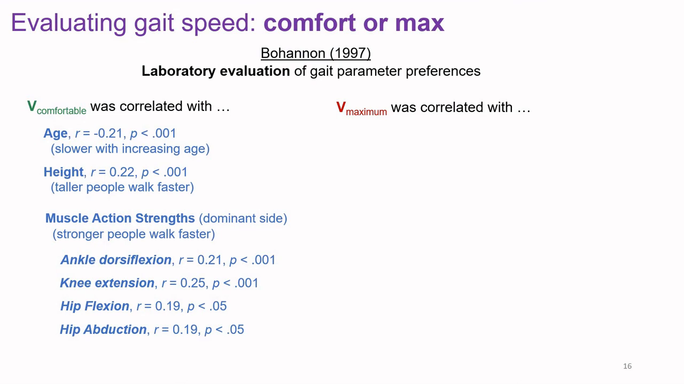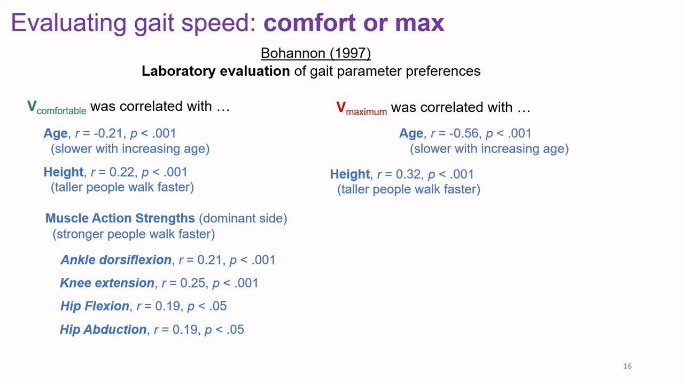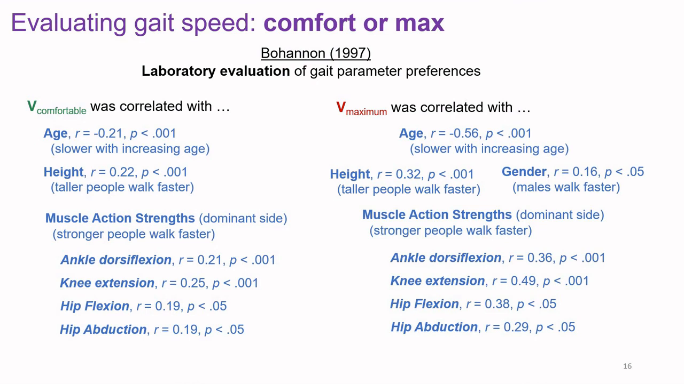When we look at self-selected maximal walking velocity, we find it to be correlated with age, height, gender, which we didn't find turning up in a statistical analysis before, it wasn't significant before, and the various measures of muscle action strengths.